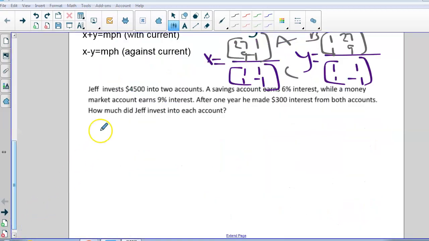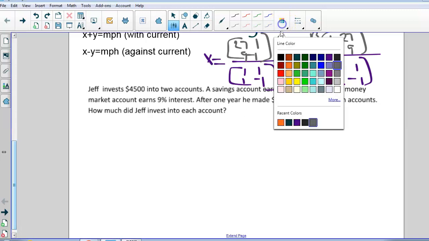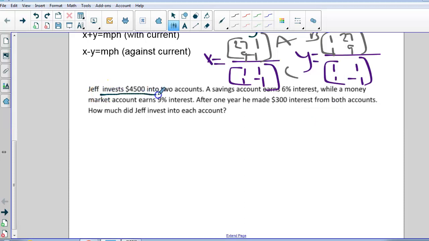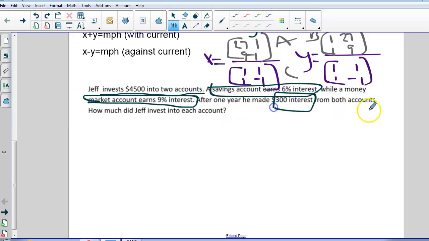This last question is on interest. Okay, so we're going to be calculating how much money is put into some accounts based on the interest earned and the initial total amount. So it says that Jeff invests $4,500 into 2 accounts. The savings account earns 6% interest, while a money market account earns 9% interest. After 1 year, he made $300 in interest, from both accounts. How much did he invest into each account?